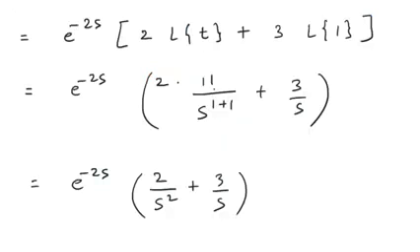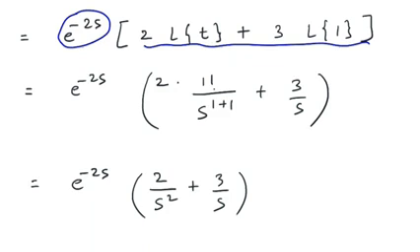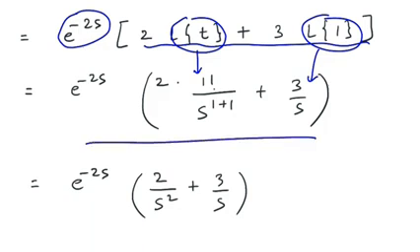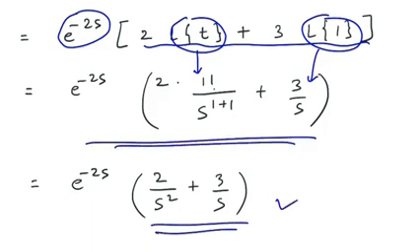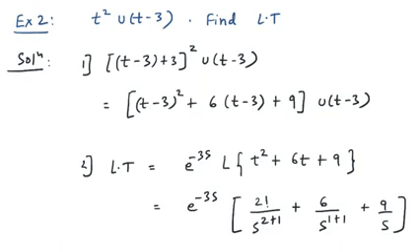So from the previous step, because e raised to minus 2s is common, I took that outside, and then inside we have 2 times Laplace of f of t, and here also Laplace of f of t, right? And Laplace of t is what? 1 factorial upon s raised to 1 plus 1. Laplace of 1 is 1 over s. Do the calculation, do the simplification, this would be the final answer. Let us see some more tricky questions.